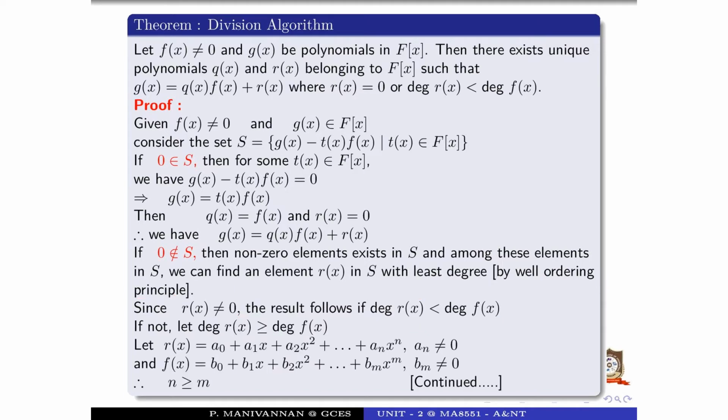If it is true, then the given statement is true. If it is not, let degree of R of x be greater than degree of f of x. Take this as R of x and also take this as f of x. Let R of x have degree n and f of x have degree m. So n is greater than or equal to m.